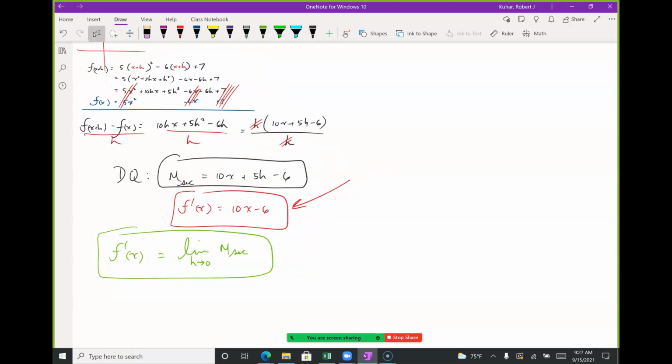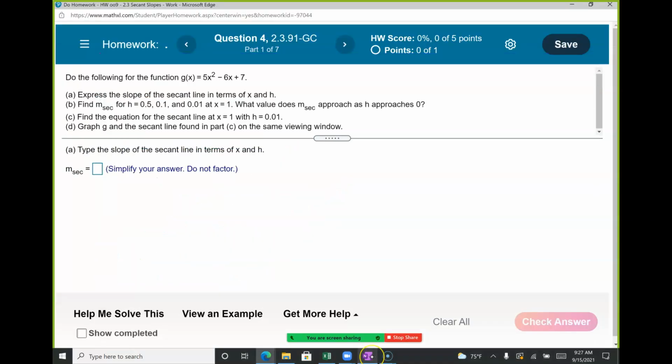Okay, so it wants me to find slopes now. I'm just looking at my problem here. It's asking me to find slopes at a fixed x of 1, right? So it's going to ask me to find slopes.